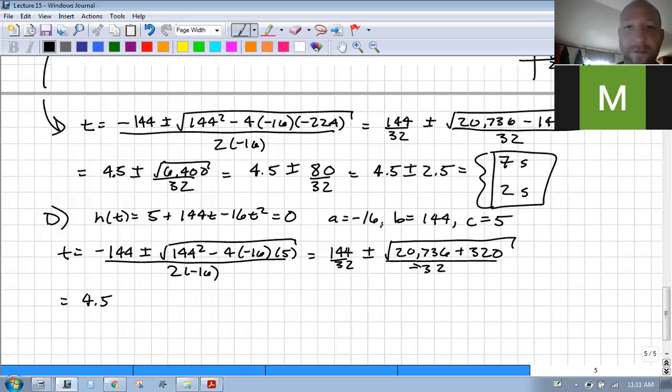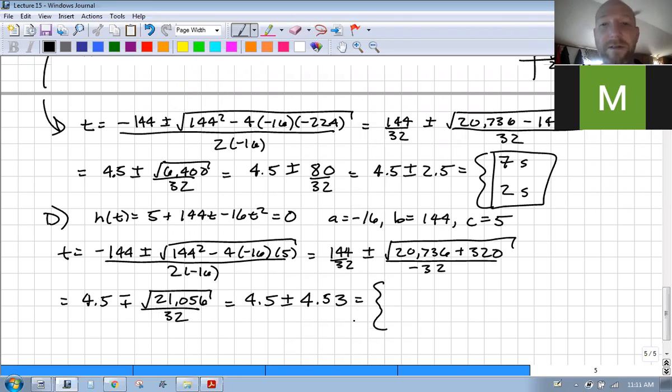All right. This plus minus thing, if you want, you could do minus plus, but you don't have to. So 20,736 plus 320 is 21,056 over 32. 4.5 minus plus, same thing as plus or minus. The square root of this 21,056, and then divide that by 32 is 4.53.